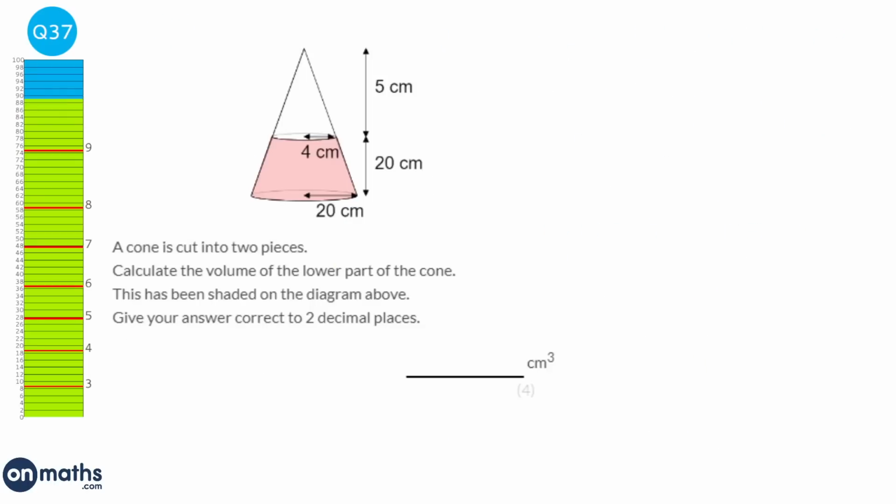So to find the shaded part of this diagram, we need to first of all work out the volume of the smaller cone, which is at the top, then work out the volume of the larger cone, which is the whole cone shown, and then take them away from each other. So the radius for the smaller cone is 4 and the height is 5. And the radius for the larger cone is 20, and the height is the 20 plus the 5, so it would be 25.